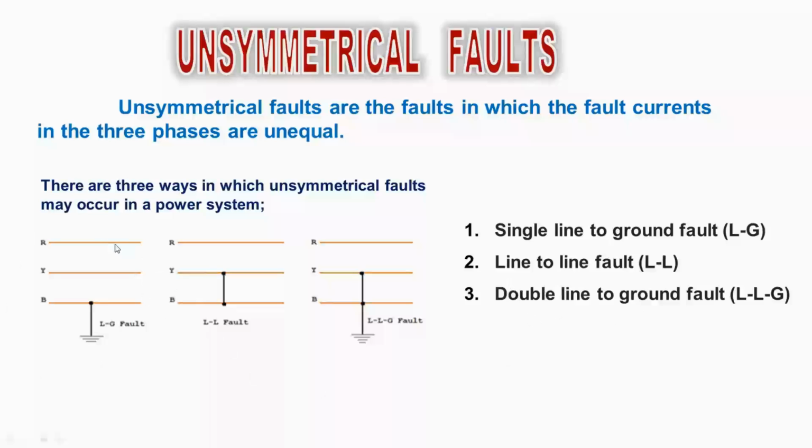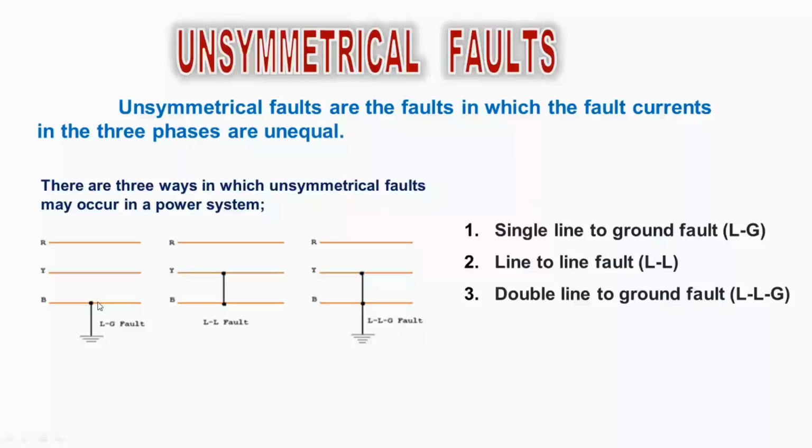Then, single line to ground fault. Any one of the lines breaks and makes contact with ground, or in a generator, one phase's line insulation fails and the phase winding touches the metal body. It makes contact with ground. That is called a single line to ground fault. Or a tree touches a single line, meaning current will flow through the tree to ground. That is a single line to ground fault.